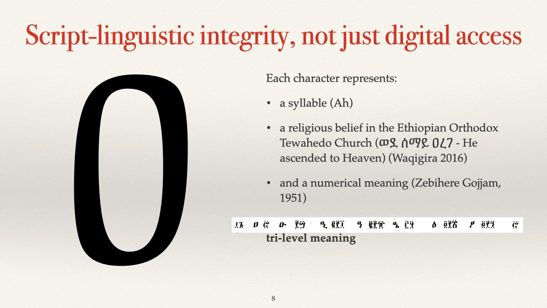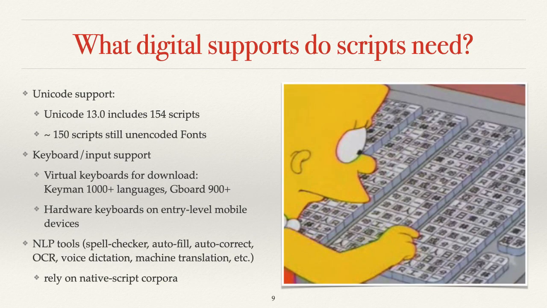So for example, each Ethiopic character, such as this that represents the syllable ah, also has two other levels of meaning. One is a religious belief in the Ethiopian Orthodox Tewahedo Church and a numerical meaning. And so there's no way to actually capture this tri-level meaning through a transliterated spelling.